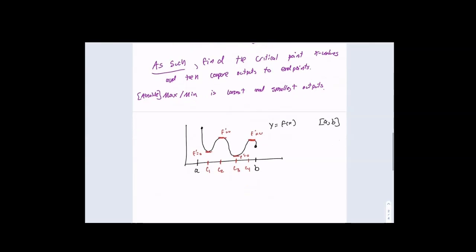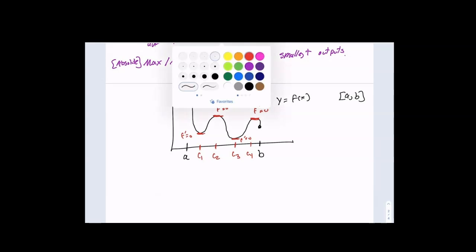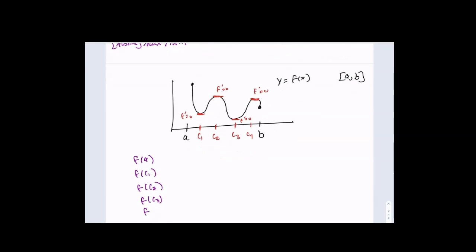Now, you're going to do these analytically. So you're going to find a derivative and you're going to set the derivative equal to 0 to find these values. But visually, this is what happens. And then we have the values as well. So what the extreme value theorem says is that the max and the min can only occur at f of a, f of c1, f of c2, f of c3, f of c4, or f of b.